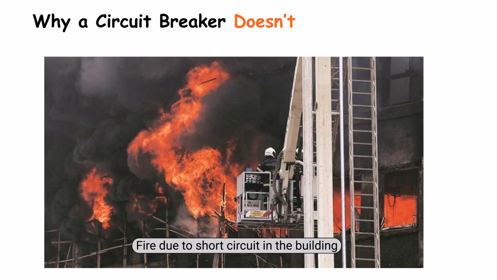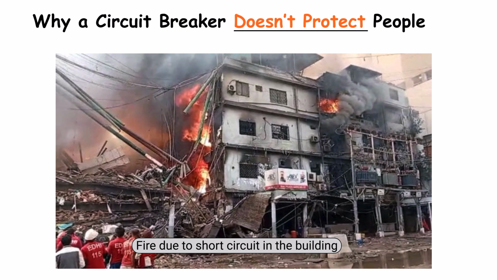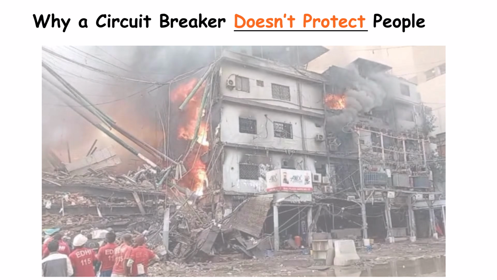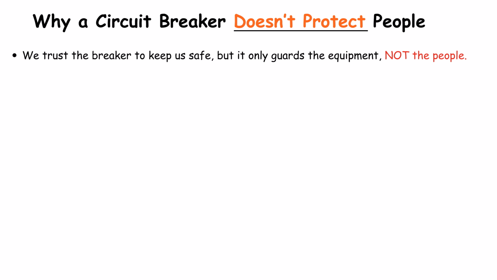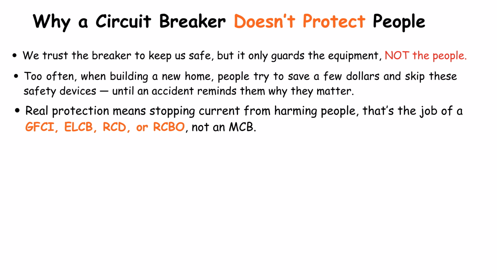Okay, people mostly ask why doesn't a circuit breaker protect people? Because we all trust the breaker to keep us safe, but the truth is, it only guards the equipment, not the person. It's a matter of understanding and technical knowledge. When we build new homes or wire up machines, people often try to save a few dollars and skip proper safety devices. And sometimes it takes one accident to remind us why they matter.